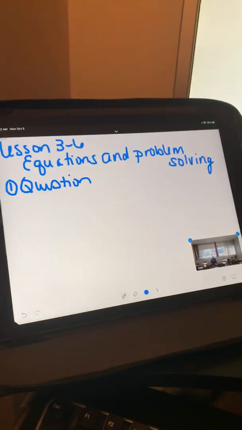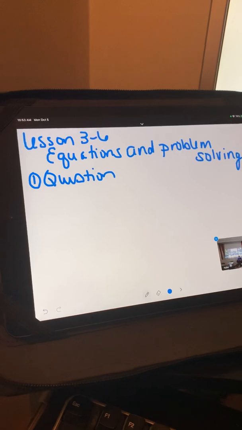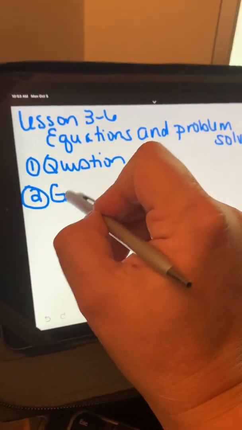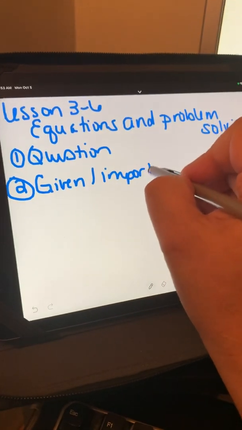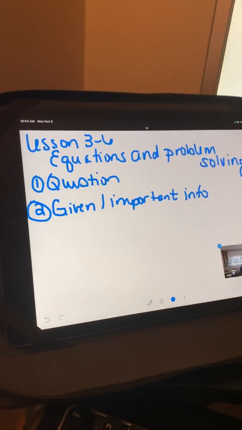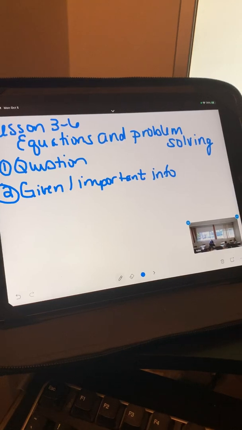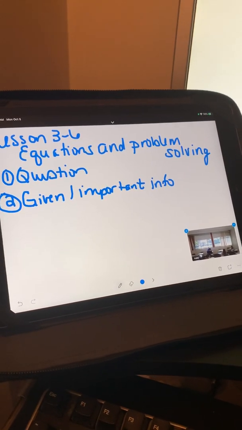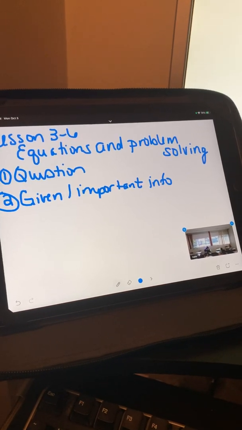What is that story problem asking for? What does it want? What does it want us to solve? The second thing is all of the given, important information in the problem. Okay, whether it's shapes, whether it's consecutive numbers, whether it's rate, time, distance traveled, all of that good stuff. All of that is given, important information.